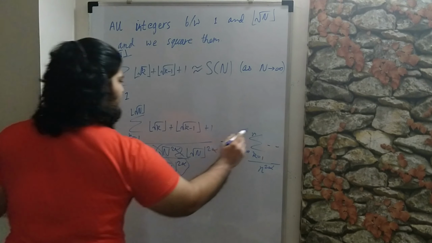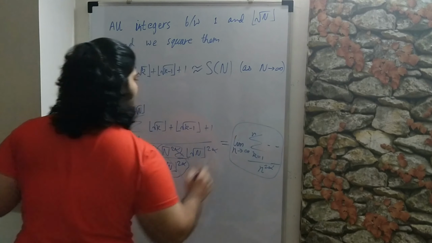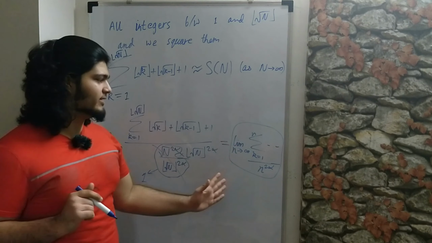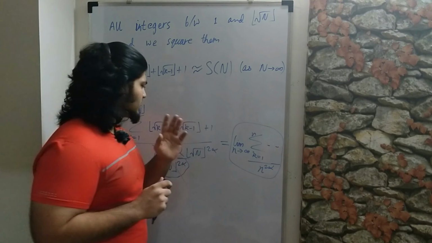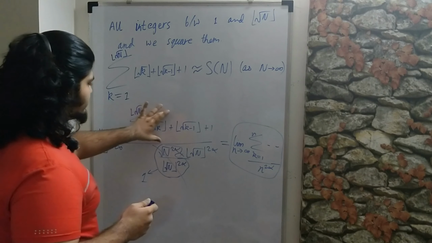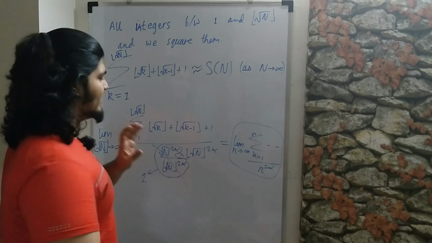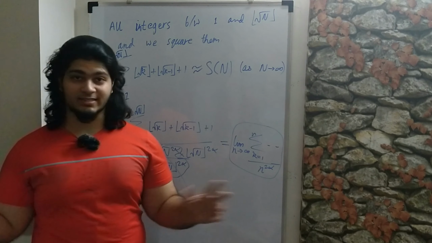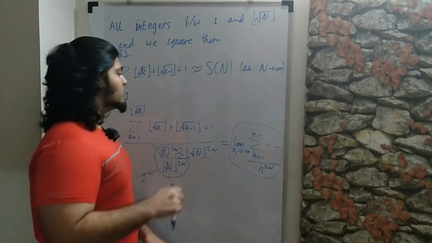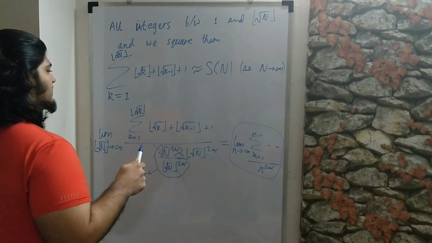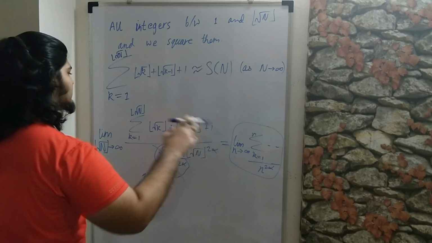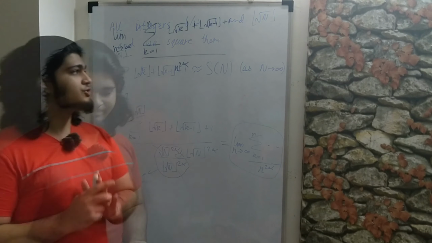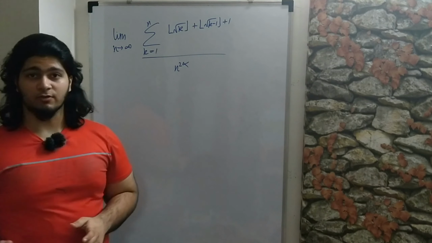So this is what we want to evaluate, and you can see that this looks like an integral in disguise, because you have a summation of something and you're dividing it by n to the power of something. So basically you're adding up many infinitely small pieces, and that is exactly what integration is. So what we'll do is try to convert this into an integral. So how do we do that? Let's see. This is the expression, and now we want to convert it to an integral.